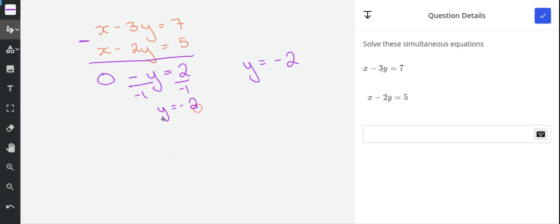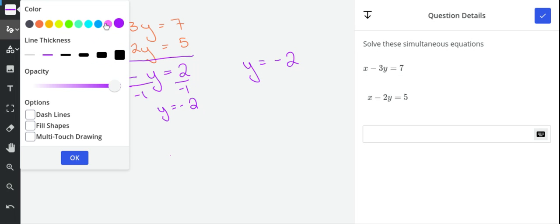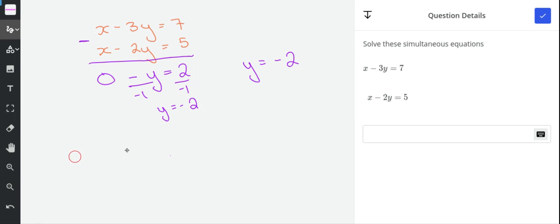So once we have our y variable, we just sub it into either one of these equations in order to find our x variable. So for example, I can go x minus 2 times negative 2 equals 5. Then I get x plus 4, because the negative and the negative make a positive. And I get x equals 1.